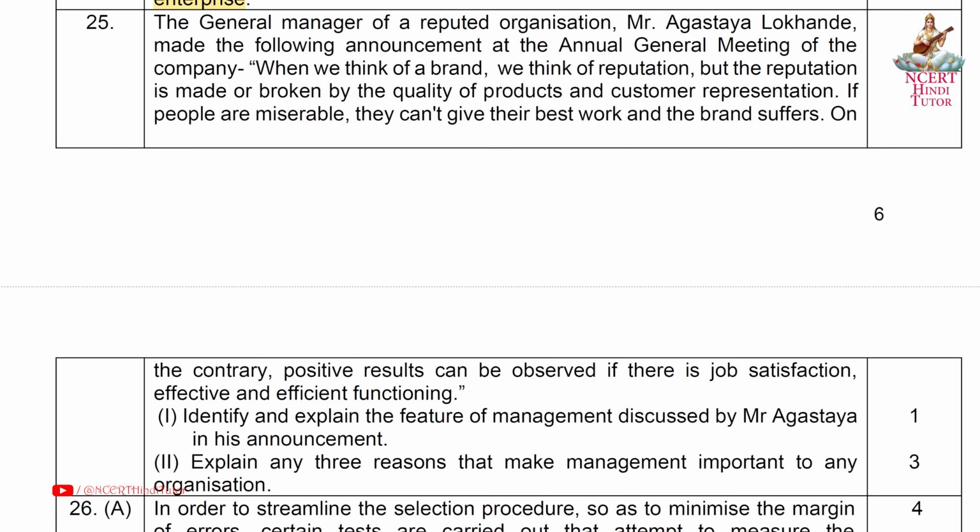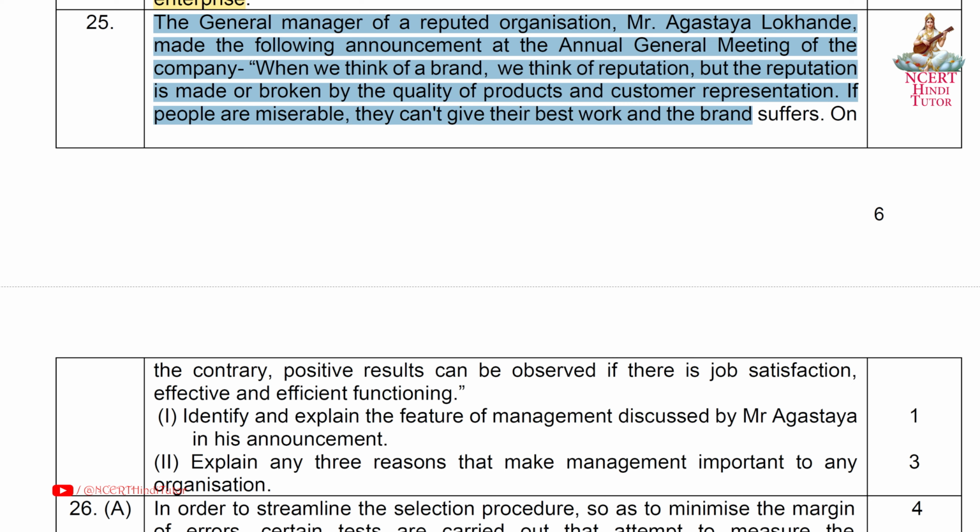Question 25. The general manager of a reputed organization, Mr. Agastya Lokhande, made the following announcement at the annual general meeting of the company. When we think of a brand, we think of reputation, but the reputation is made or broken by the quality of products and customer representation. If people are miserable, they can't give their best work and the brand suffers. On the contrary, positive results can be observed if there is job satisfaction, effective and efficient functioning.